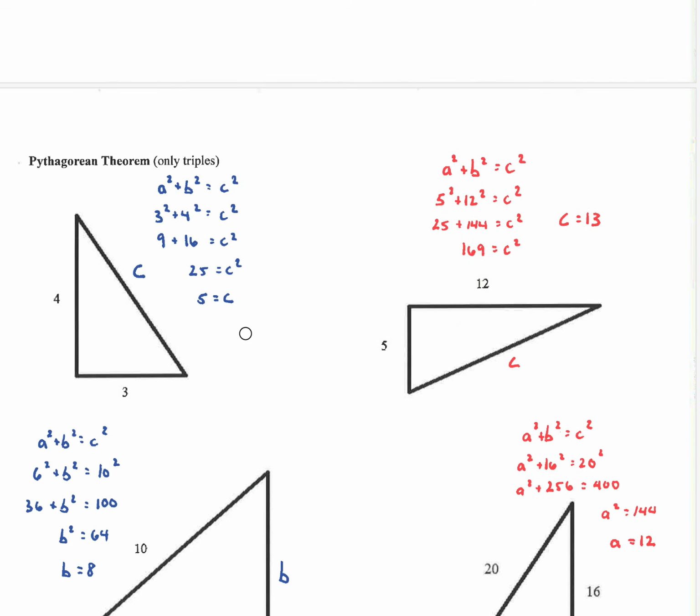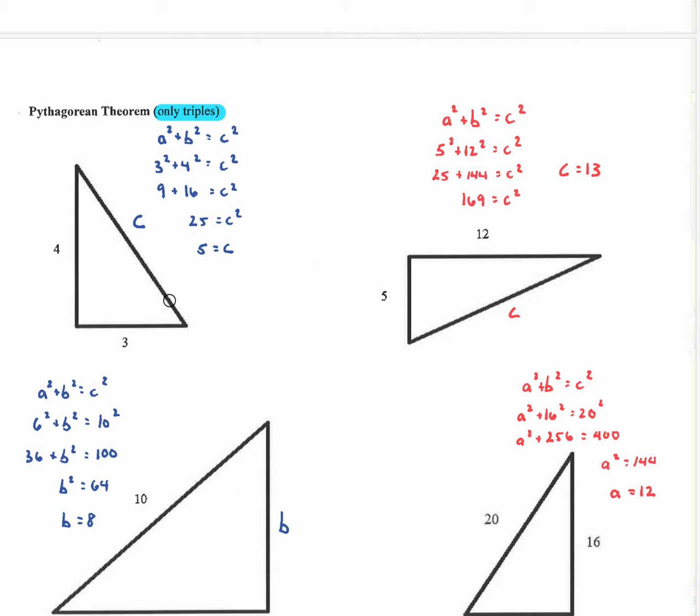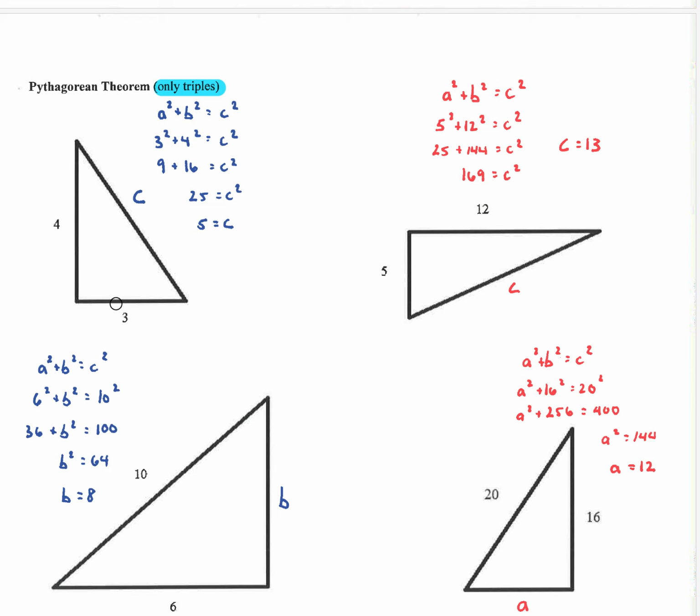All right, Pythagorean triples, these are only triples, so all of these are going to work out perfect. When I say perfect, I mean the three sides all are going to be integers. And I started you out with the easiest one, the classic 3, 4, 5. We know that a 3 by 4 by 5 triangle is a right triangle. 3 squared plus 4 squared equals 5 squared. So this is one where we didn't need the Pythagorean theorem.